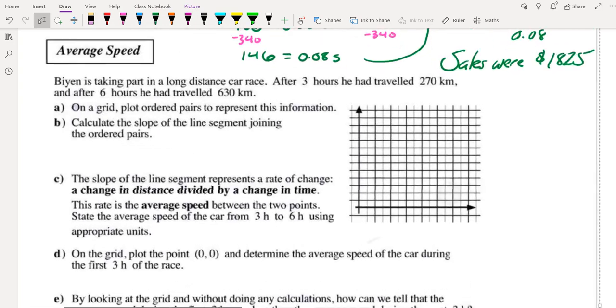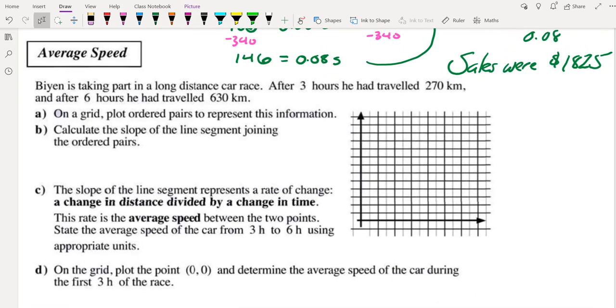Right? So another common question other than sales is usually having to do with speed. So let's have a look at the next example. It says Bayan is taking part in a long-distance car race. After 3 hours, he traveled 270 kilometers, and after 6 hours, he had traveled 630 kilometers. On the grid, plot the pairs to represent this information.